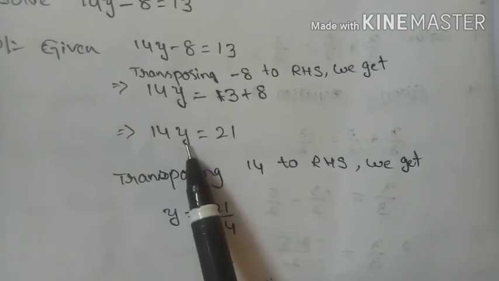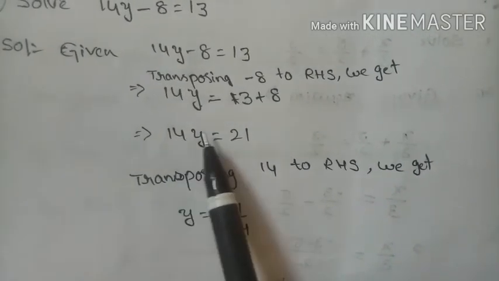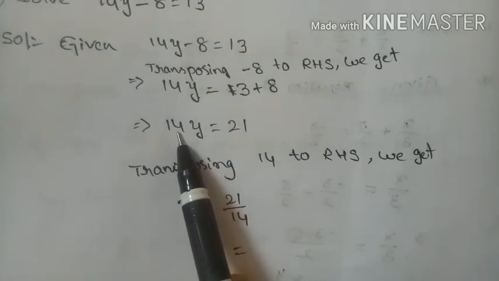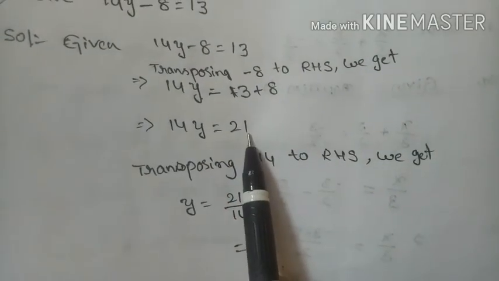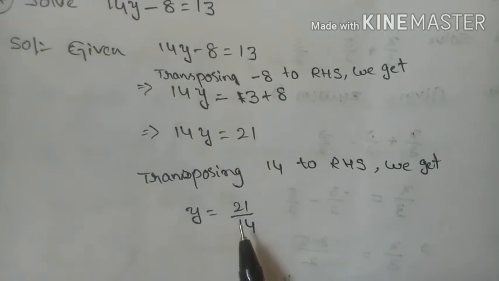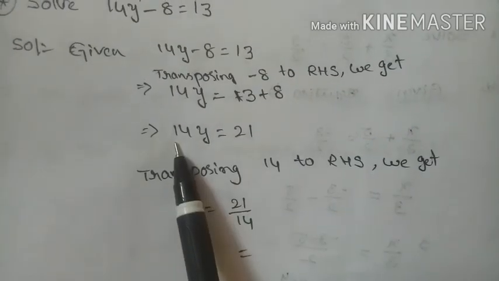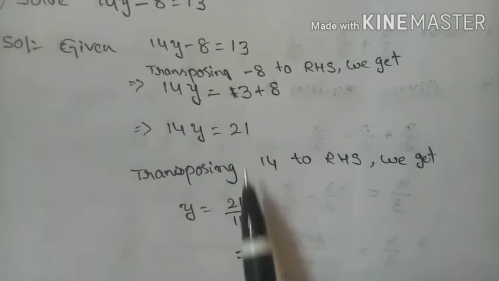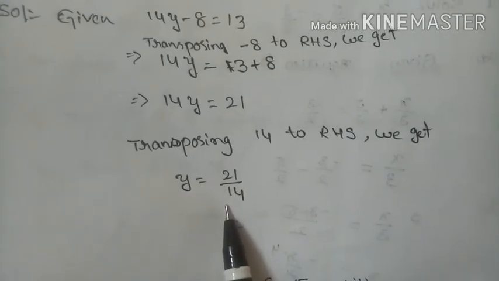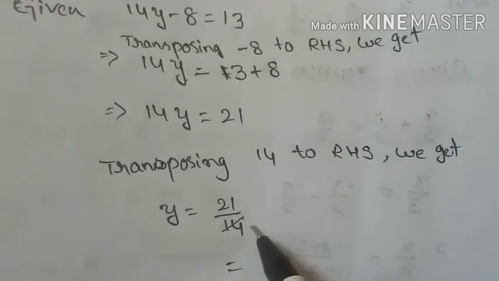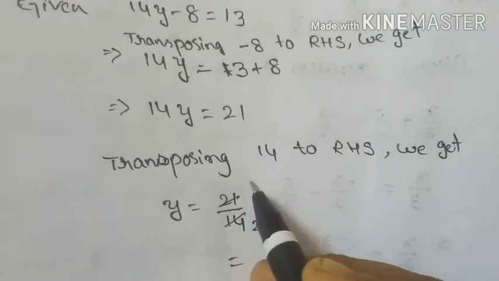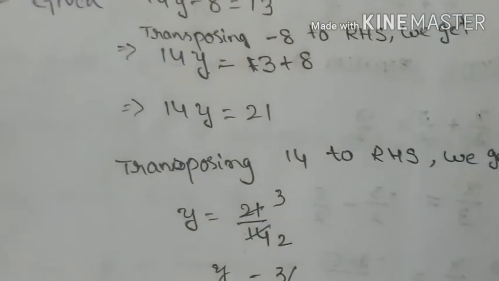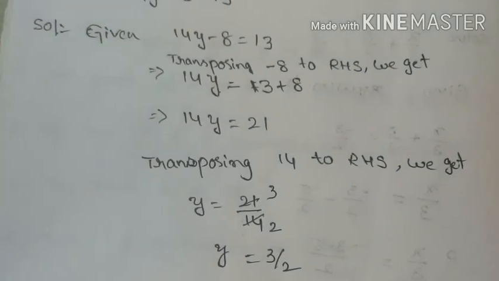Next we want to find the y value. Here 14 is multiplied with y. So if you transpose 14 from LHS to RHS, it becomes division. So 14y is equal to 21, then y is equal to 21 divided by 14. Here 7 2s are 14, 7 3s are 21. So y is equal to 3 by 2 is our y value. Clear? Yes.